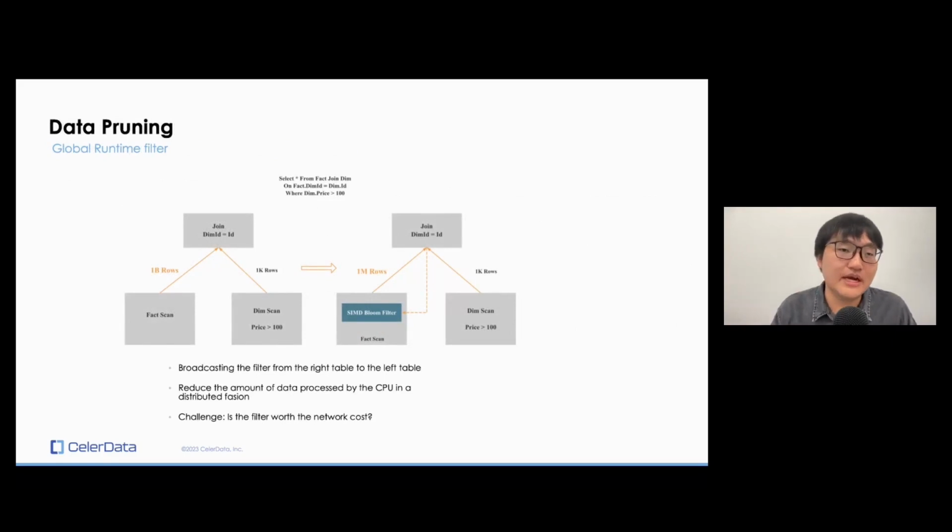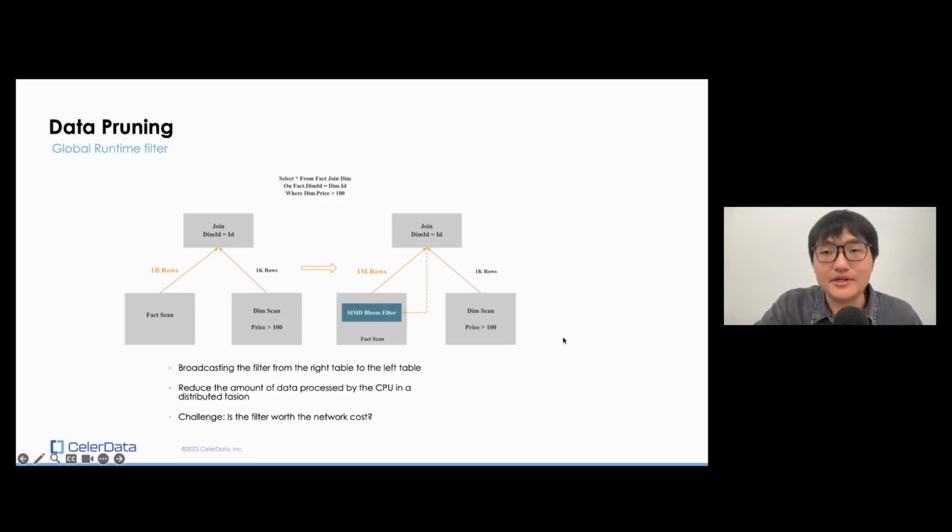And one other thing I want to touch on is data pruning, right? This is part of the FE's job as well, and a little bit of that is the CBO. So it's called a global runtime filter. What it does is it minimizes the number of rows, or the amount of data, the CPU needs to deal with during the execution, right? And let's look at that through an example, right?